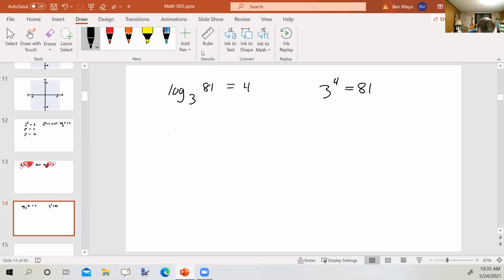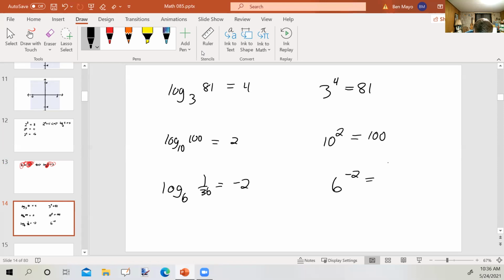How about this one? Log base 10 of 100 equals 2. Written as an exponential equation, that would be 10 squared equals 100. Let's see here. Log base 6 of 1/36 equals -2. That becomes 6 to the -2 power is 1/36.